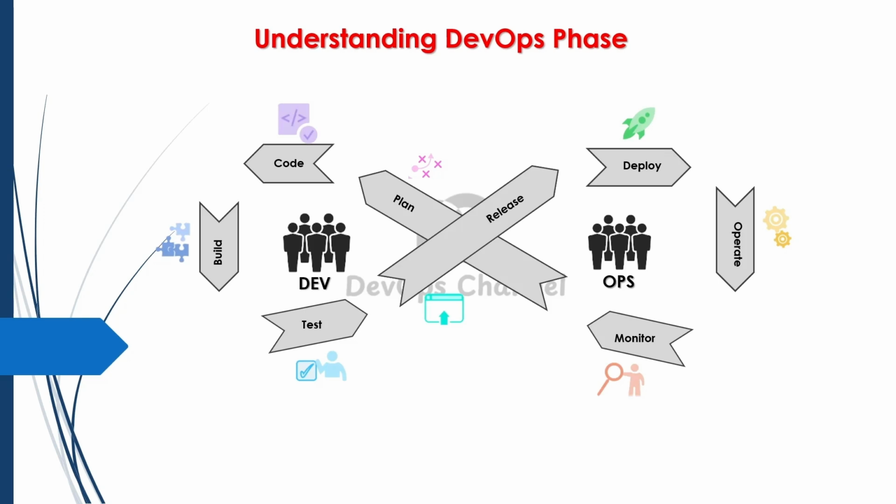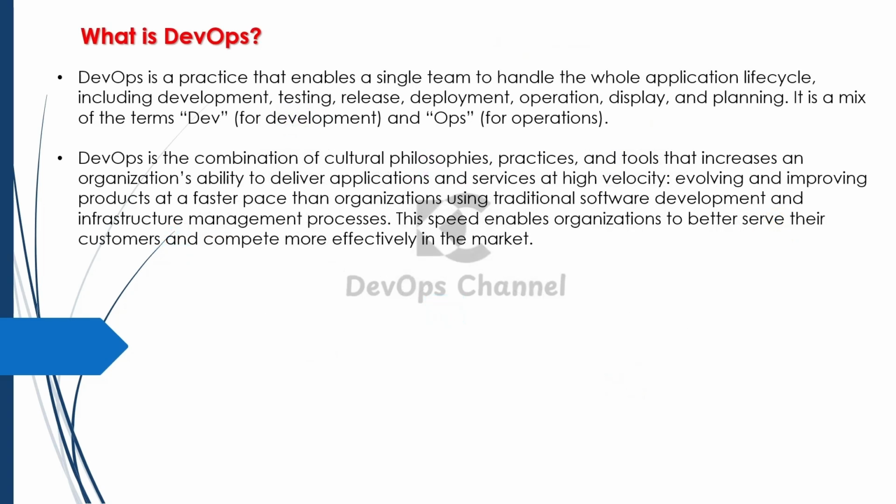Okay, so let's move forward and understand the theoretical definition of DevOps. Now, DevOps is a practice. Basically, this is not a software or a tool. You can refer to DevOps as a set of tools, but it is not a tool or a software. DevOps is a practice that enables a single team to handle the whole application lifecycle. Unlike traditional methods, there is no separate development team and operations team working on their own. We include the development and operations team as a single team so that they work together. Basically they cover development, testing, release, deployment, operations, and planning.